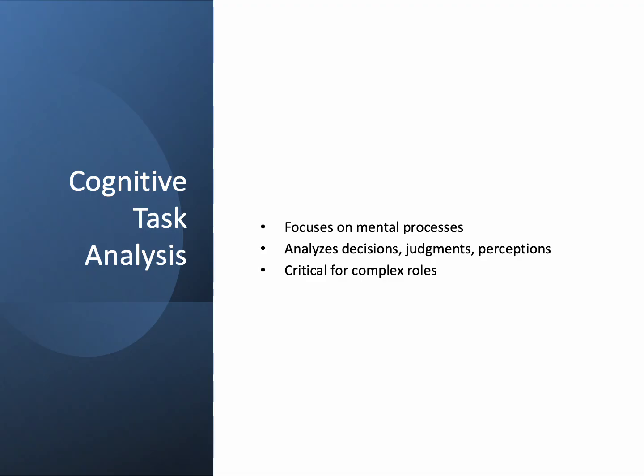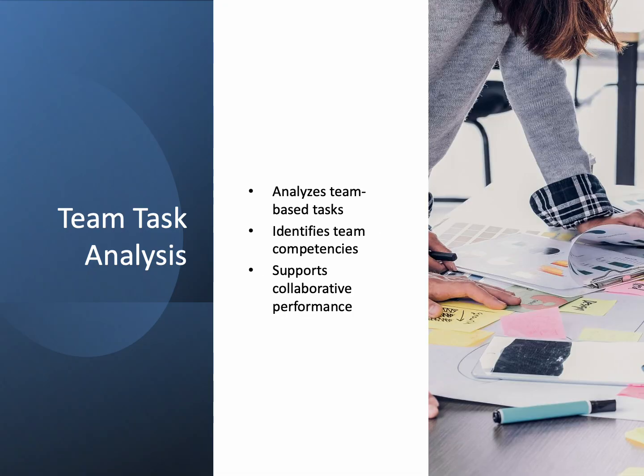where decision-making is pivotal. Team task analysis focuses on tasks and competencies required for team performance. It identifies skills like communication or coordination needed for collaborative work. For example, a project team in a tech firm might require training in agile methodologies to enhance teamwork. This analysis ensures training supports team-based goals, improving collective performance.